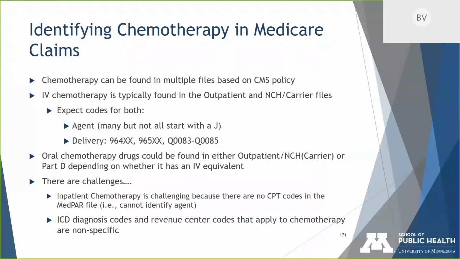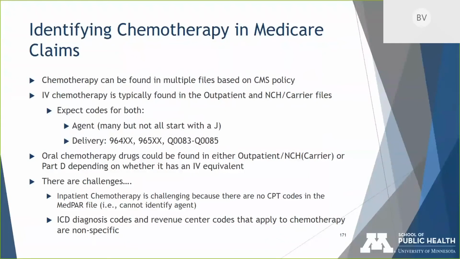In order to identify chemotherapy within the Medicare claims, you will likely be using a combination of multiple files, and this is based on CMS's policy for reimbursement. IV chemotherapy is typically found in either the outpatient or the carrier files, and you're going to see different codes depending on what is being done. So you'll see a code for the agent, so you'll be able to see in a level of detail what drug was actually administered, as well as a code for the actual delivery of that agent. And this is by policy. Medicare allows for reimbursement of both components.